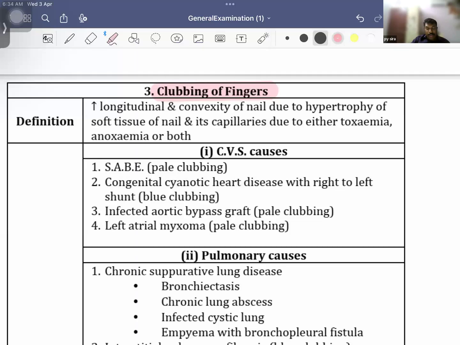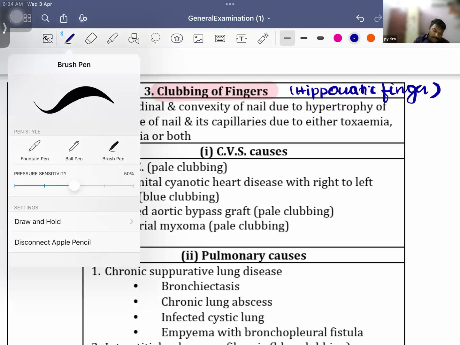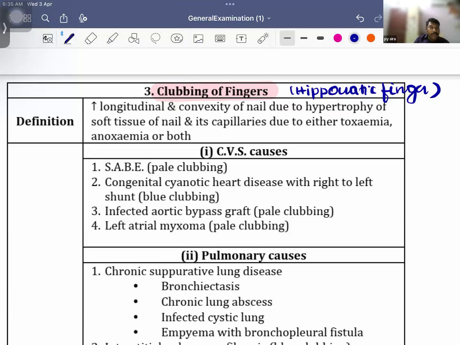Asked in your exam. So that is a very important topic, because without clubbing, nothing is there in clinical examination. Clubbing is also called Hippocratic finger. So what is special about clubbing? Clubbing is a bulbous enlargement of the fingertips, and because of that there is an increase in the longitudinal and convexity of the nail, due to soft tissue hypertrophy and capillary hypertrophy.